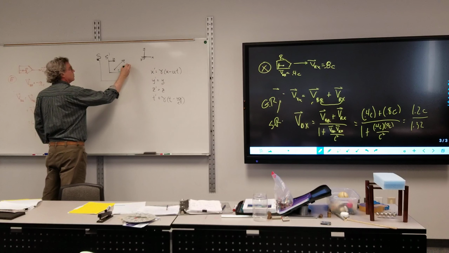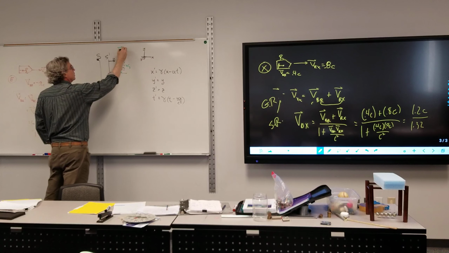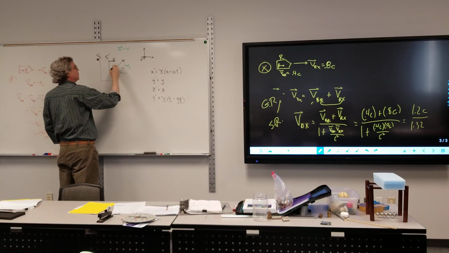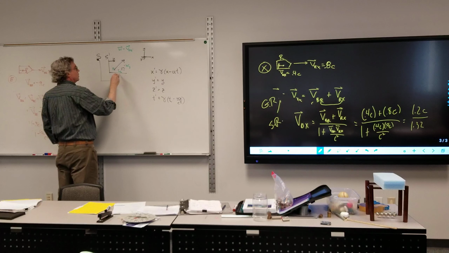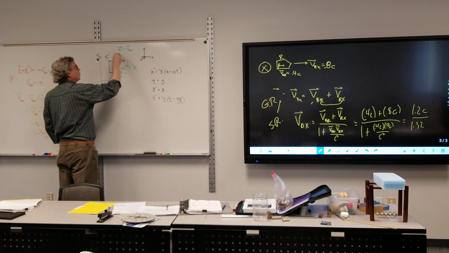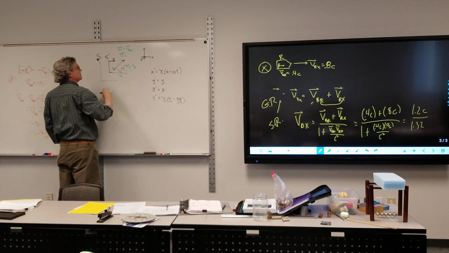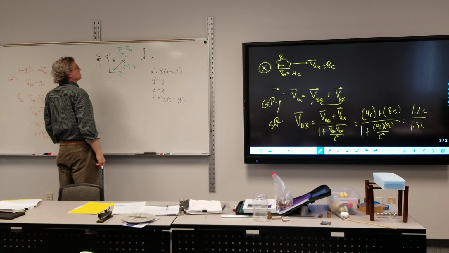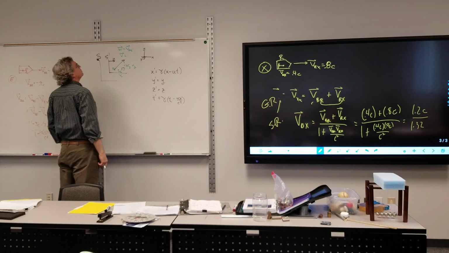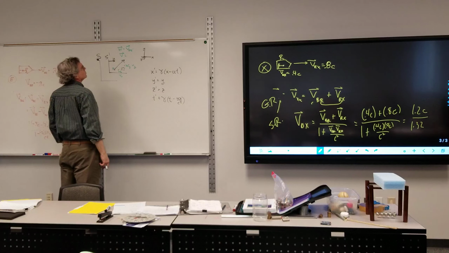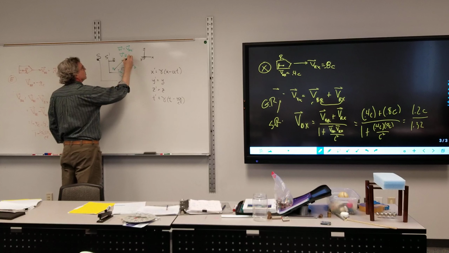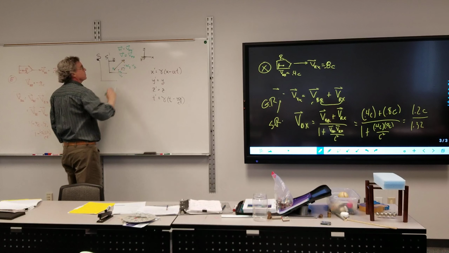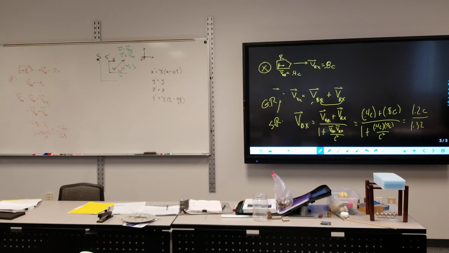WX, WY. W is the velocity of, I'm just going to call it P, the velocity of P with respect to S prime. And then Vx and Vy, where the V is, using the same letters for different things, the velocity of the particle with respect to S. In the context of what we just did, S would be the Earth, S prime would be the rocket. They're just different reference frames.